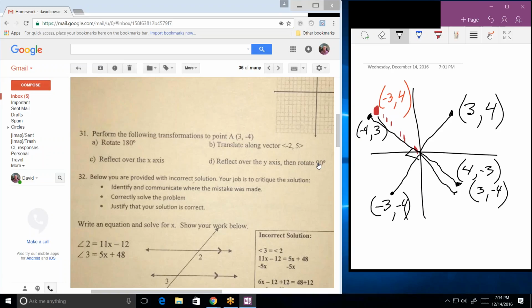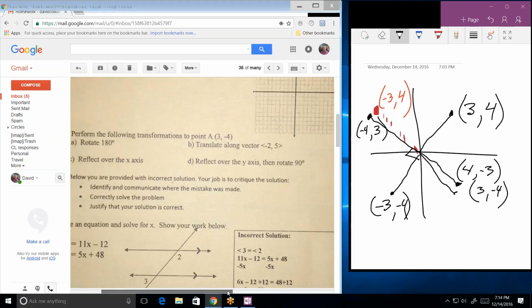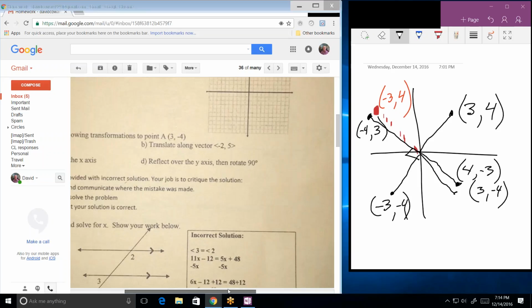Actually, with trig, you usually are going counterclockwise. So I'm not sure what they mean when they say rotate 90. Which way? Yeah, I'm not sure either. Okay, well, let's just keep going. No, there's no other word there.